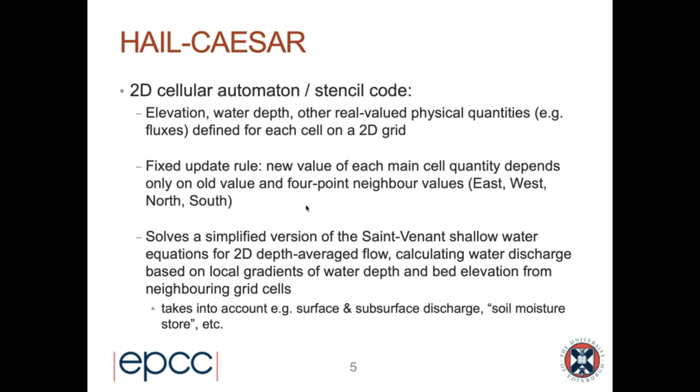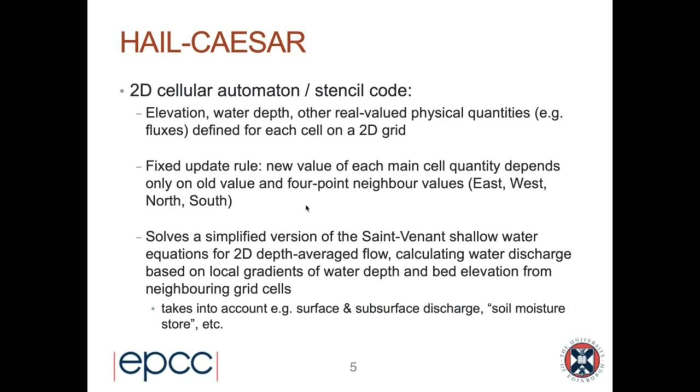Then time evolution is given by an update rule. And it being a stencil code, what that means is that the update rule consists of computing the new value of each quantity for a given cell based purely on values of quantities in that cell and immediate neighboring cells to the east, west, north, and south. So in this case, the model is a simple four-point stencil, looking at four-point neighbor values for various physical quantities in order to compute the value of any given quantity for the cell that we're considering for the next time step.